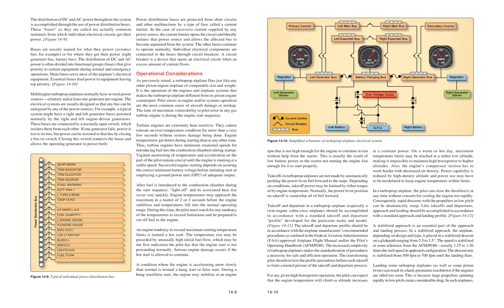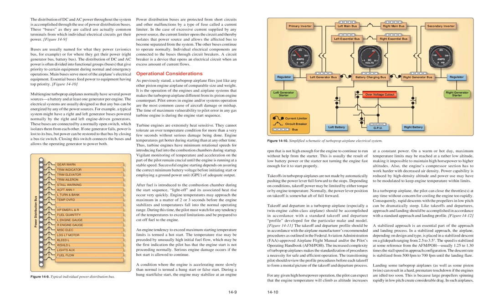Also, the engine's compressor section has to work harder with decreased air density. Power capability is reduced by high density altitude and power use may have to be modulated to keep engine temperature within limits. In a turboprop airplane, the pilot can close the throttles at any time without concern for cooling the engine too rapidly. Consequently, rapid descents with the propellers in low pitch can be dramatically steep. Like takeoffs and departures, approach and landing should be accomplished in accordance with a standard approach and landing profile.